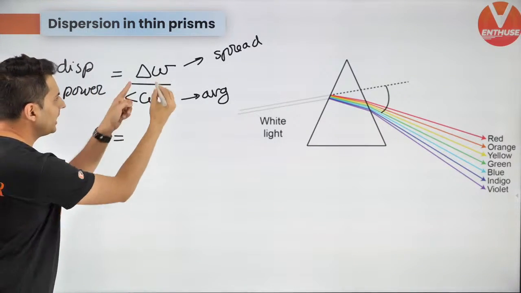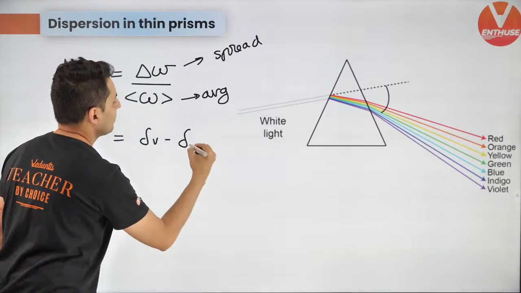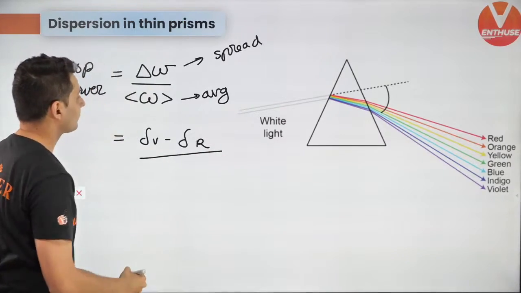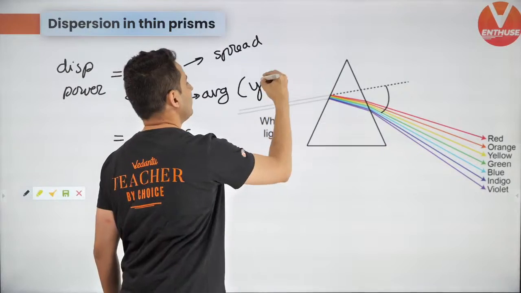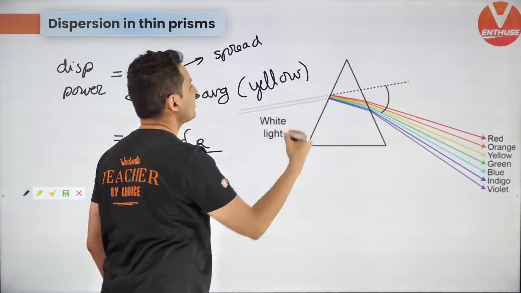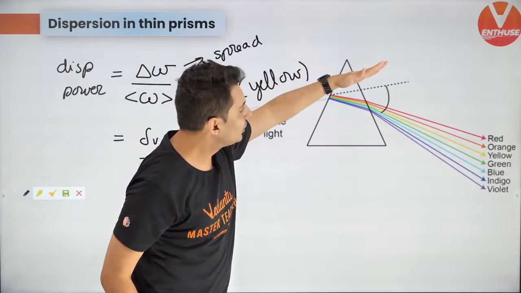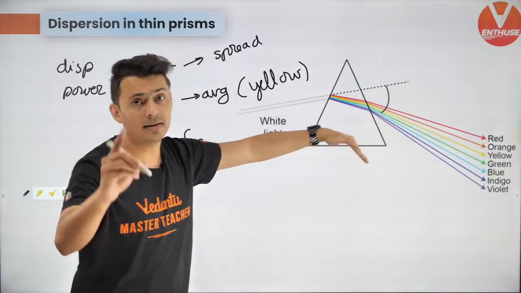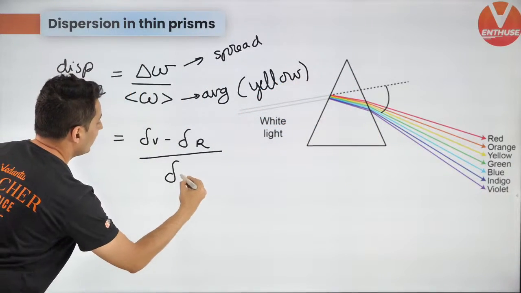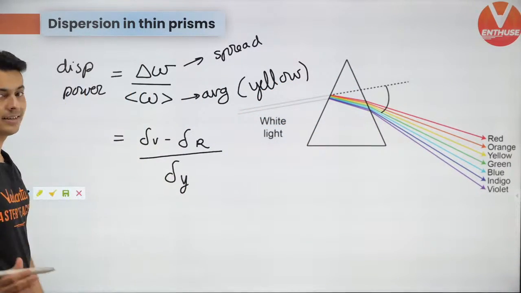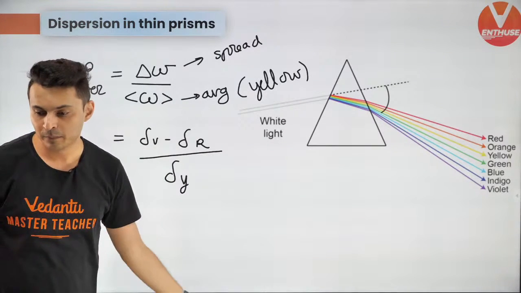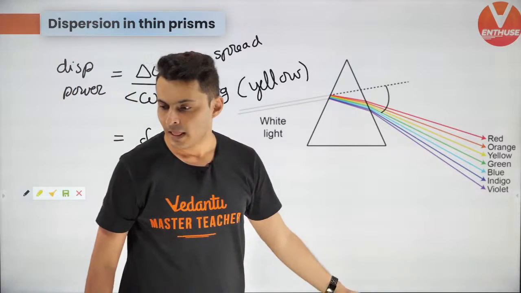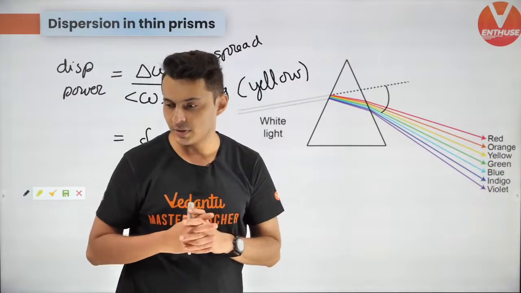Now delta omega, I just told you, is the violet's deviation minus the red's deviation. The average color is always yellow. So it's basically how much the yellow color deviates by. So it will be delta of yellow. That's it. I hope this is clear. Is this understood?